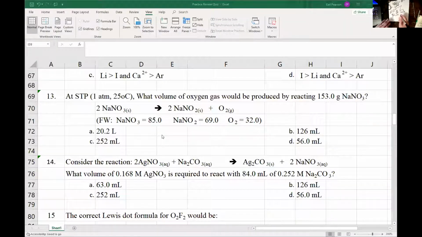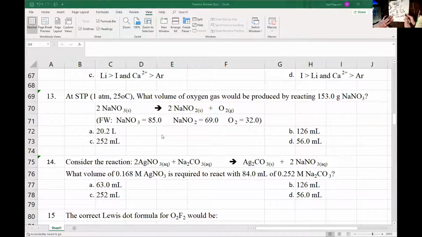Number 13, we've got the reaction 2NaNO3 going to 2NaNO2 plus O2. So this is the reaction for decomposition of NaNO3. We've got the molecular weight of each of the substances given.